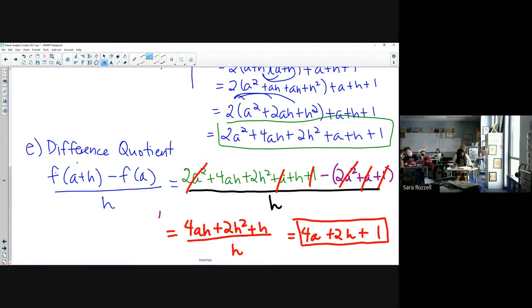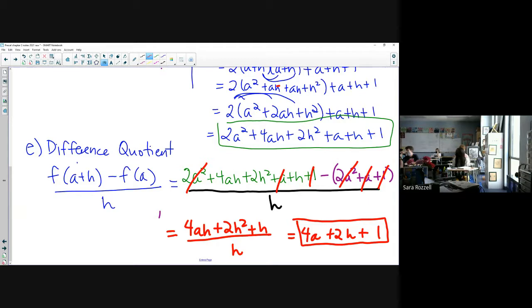You see how it was nice to have already had the f of a plus h and f of a done before you start to plug in? Some people try to do all of this work when they're doing this, but it's better to already have that simplified and you can just plug it into that part. So when they ask you to do this, think, oh, okay, I need to do these two parts separately first, and then I can just plug them in that.